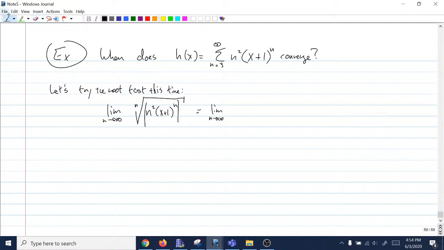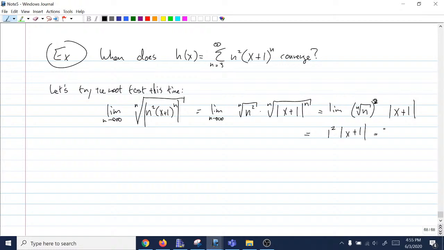What is this limit? I get the nth root of n squared times the nth root of the absolute value of x plus 1 to the n. I don't need the absolute values here because n is positive. If I rearrange the order of the exponents here, I can call that the nth root of n squared. This nth root cancels. I get absolute value x plus 1. Nth root of n goes to 1. I get 1 squared. It's supposed to be a 2 out here. Absolute value x plus 1 is just absolute value x plus 1.